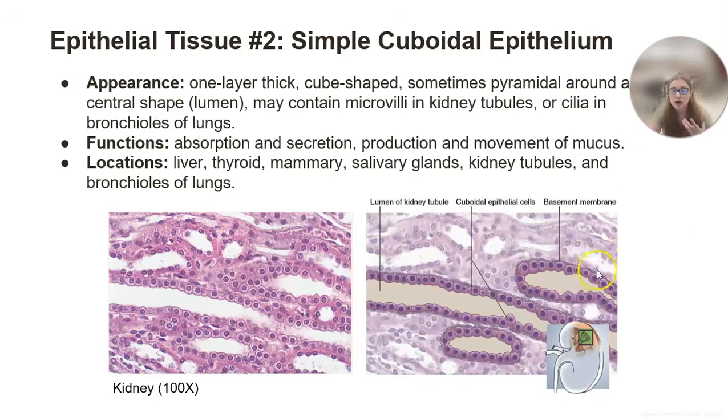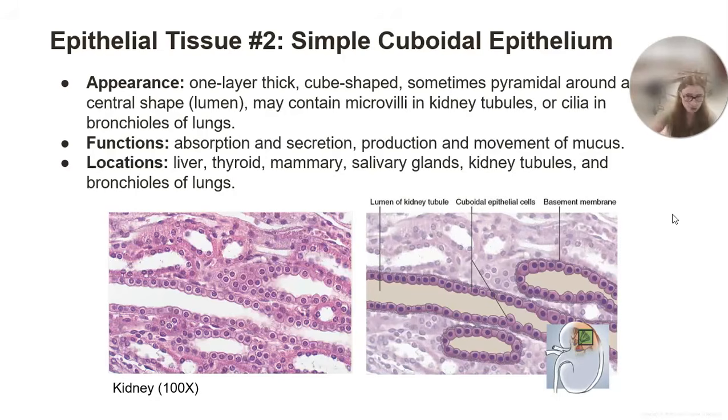Whereas the simple squamous epithelium is not going to have projections off of its apical surface, now we're going to get into a few epithelial tissue types that may have projections off of that apical surface. So in our kidney tubules, the apical surface, that surface that touches the lumen, may contain microvilli, or it might contain cilia in the bronchioles of the lungs. So we may have projections on our simple cuboidal epithelium that help to either move substances through that lumen space or increase surface area for things like absorption and secretion.